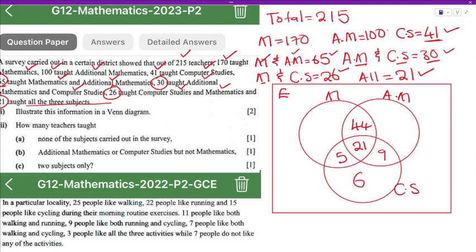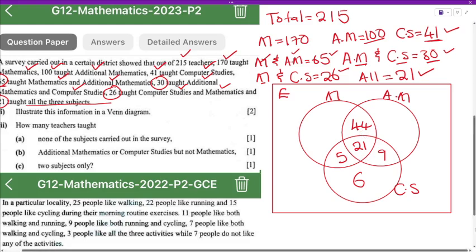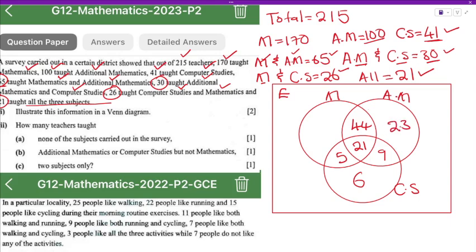Right, we now proceed to additional mathematics. The total should be 100. So we're going to say 44 plus 21 plus 9. Then you subtract from 100 to find the value to put in the outside region. So 21 plus 9 is 30, plus 44, that is 74, minus 100, that should be 26. Okay, so here we have 23.